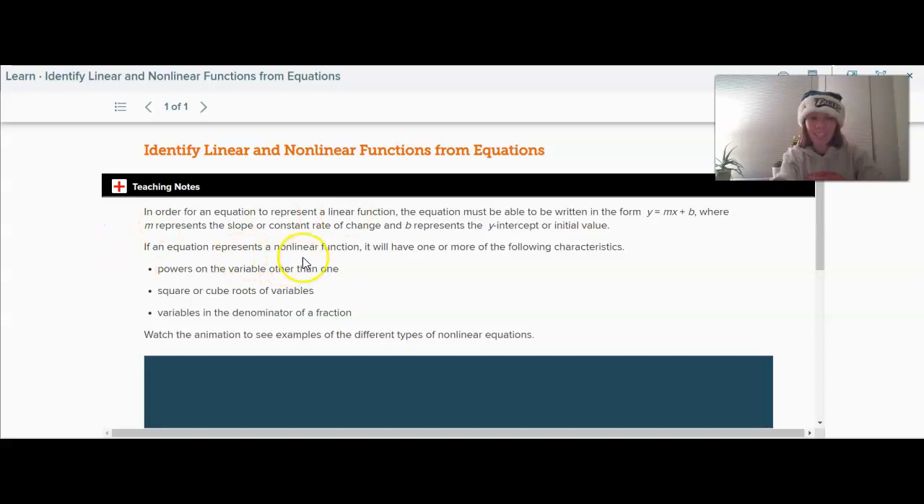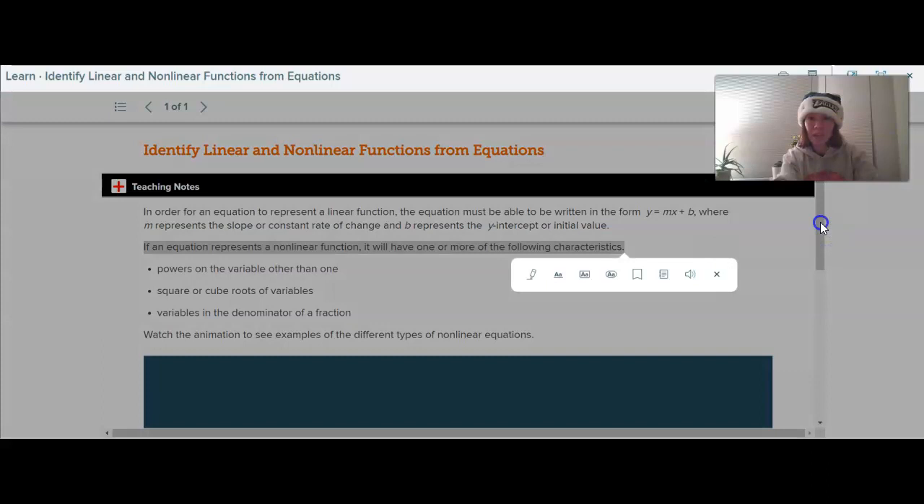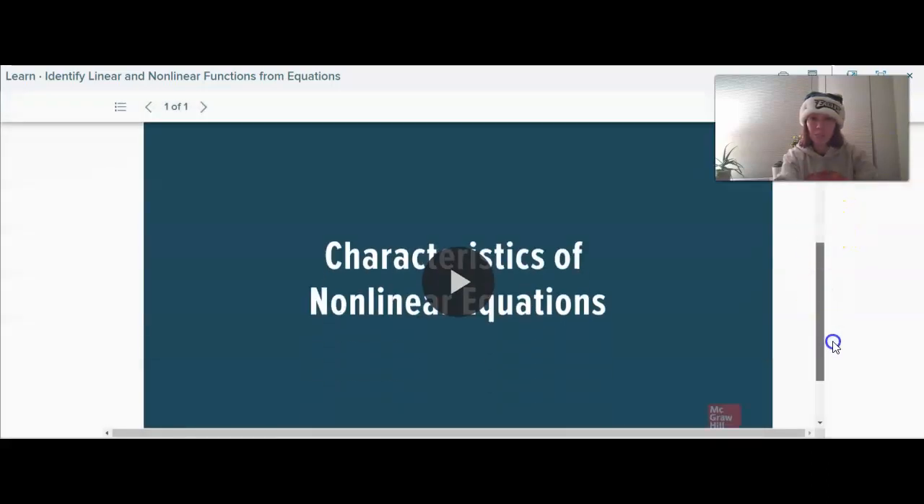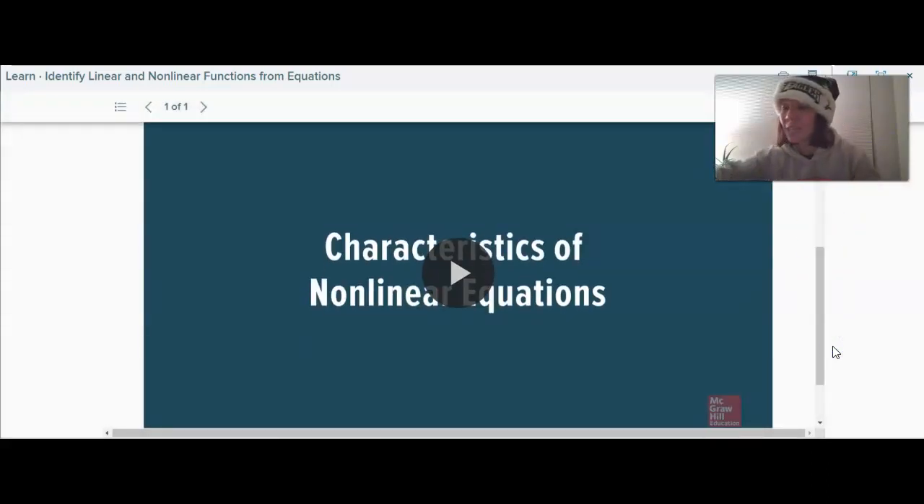If an equation represents a nonlinear function, it's going to have one or more of these characteristics. Powers on the variable other than one, for instance, x to the second or x to the third or x to some other power. Square or cube roots of variables, like the square root of x or the cube root of x. Variables in the denominator of a fraction, like y equals 5 over x. Here's an example of some different types of nonlinear equations. And we are on page 298, so you'll see these graphs on page 298 as well.